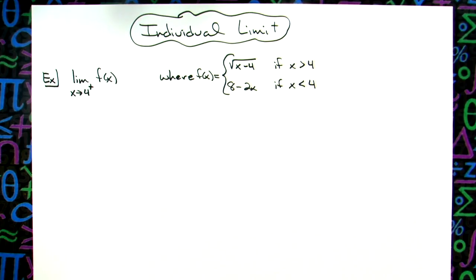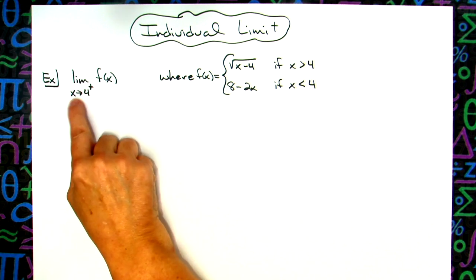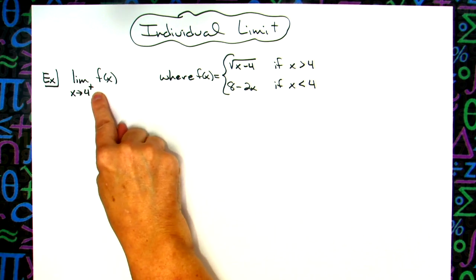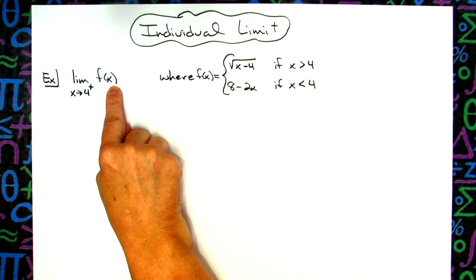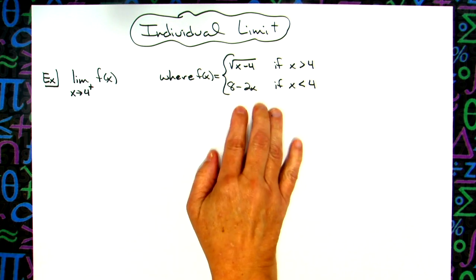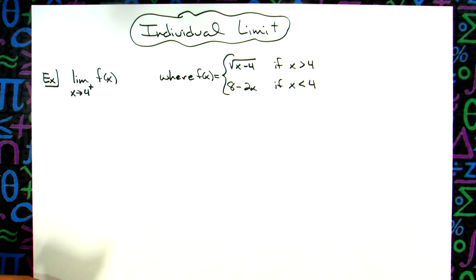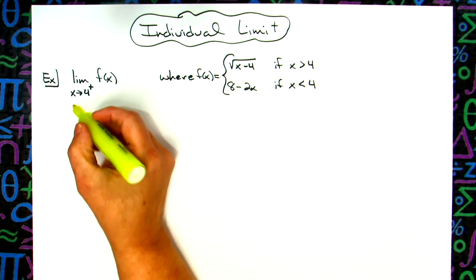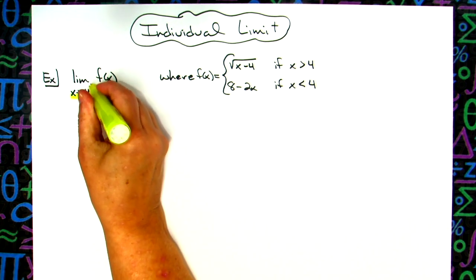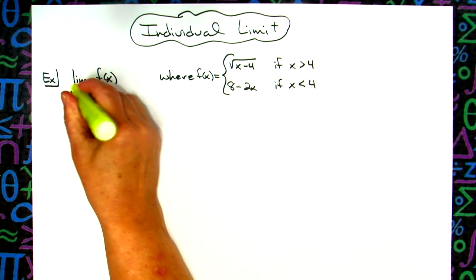In this video, we're going to take a look at just an individual limit problem. We're just going to be taking the limit as x approaches 4 from the right of f of x, but my f of x function is going to be a piecewise function. All right, so the trick or key to this, it says x is approaching 4 from the right.